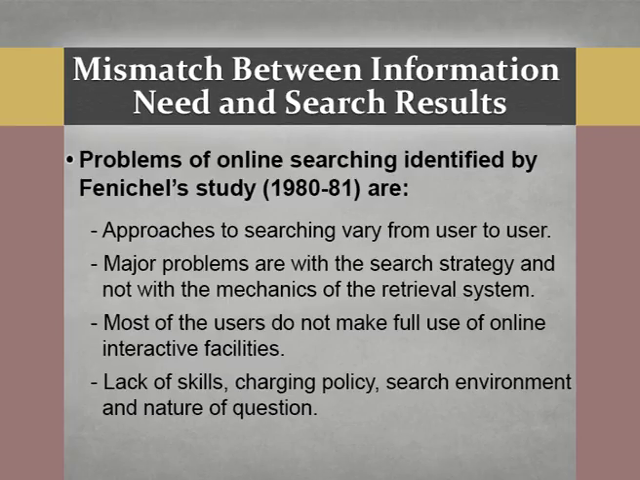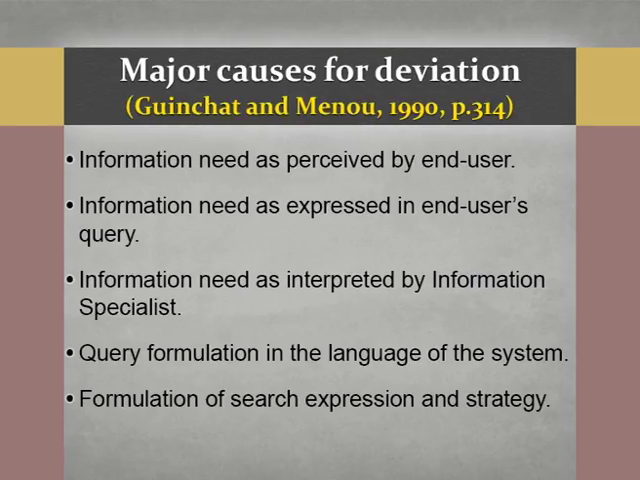And then lack of skills, charging policy, search environment, the nature of questions that we put, and administrative issues. There are several things which may affect us from getting the results properly. Then we see the major causes for the deviation. These particular causes were listed after a research study in 1990 by Ginchart and Menu. They had presented a paper in 1990 wherein they had completely listed down the causes.